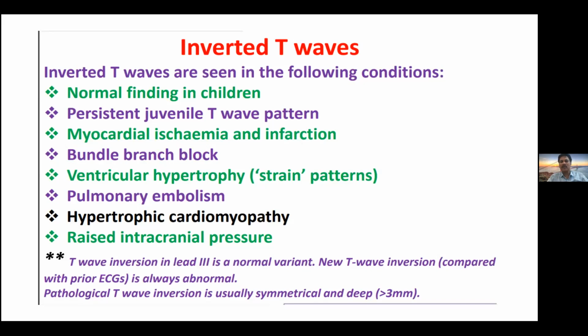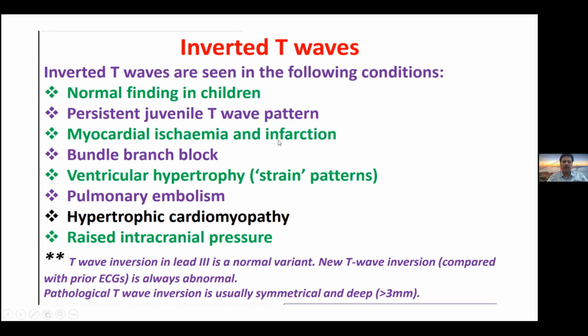So after birth also, for the next 10, 12 years, children will have a right ventricular dominant sort of ECG. So inverted T waves in anterior leads, V2, V3, V4, V5, everything might be inverted. That will be a normal finding in children. Do not panic about inverted T in children. That is normal. Sometimes it persists in females for a longer age, 30, 40 years also. You call it a juvenile pattern, persistent juvenile T wave.